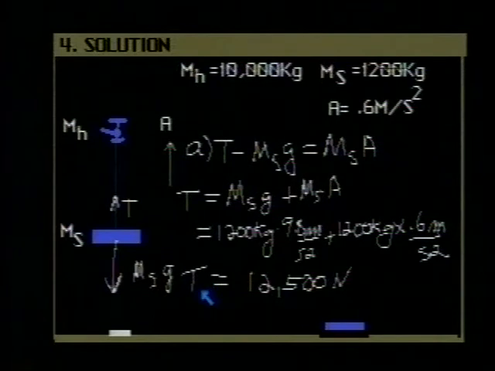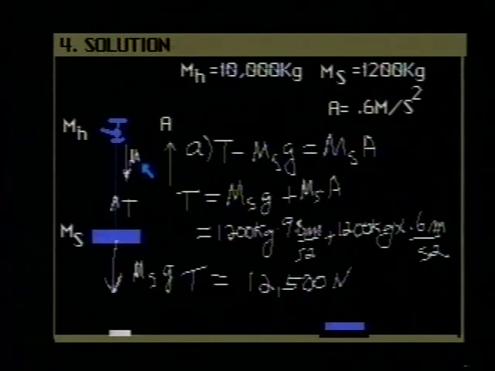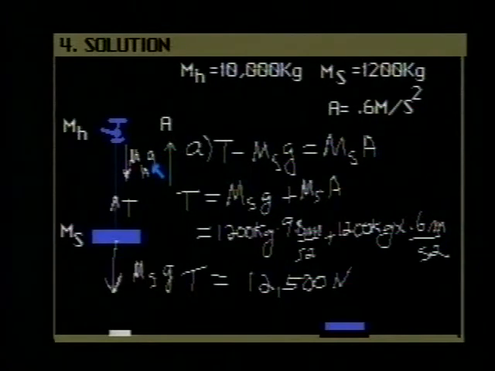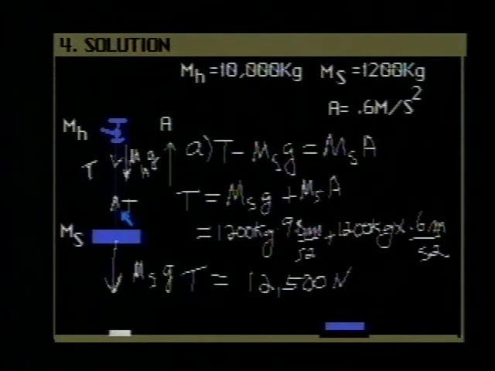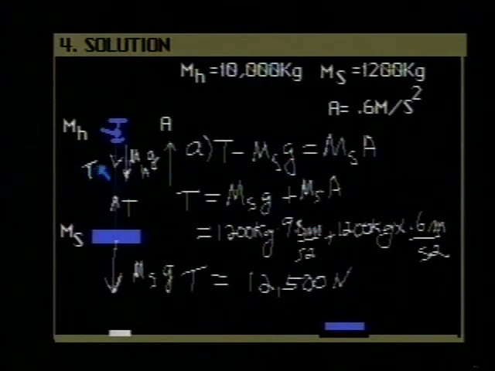In part B, we're asked for the lift on the helicopter. If we concentrate now on the helicopter and draw a free body diagram on it, we would have its weight downwards, M sub h times g. Also downwards we have the tension T. The same cable is attached to the helicopter as is attached to the steel girder. It is a massless cable, and the tension is the same everywhere.